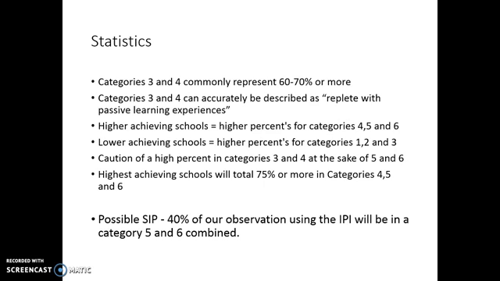So with this, your school or even your department or your team, your PLC, could set a goal. For instance, a school shared their goal with me: 40% of our observations using the IPI will be in category 5 and 6 combined. So a goal could be set like this. Then, as a team, as a PLC, as a department, what do we need in order to get into those categories to reach our goal? What do we need to do instructionally so that our students are at those levels?